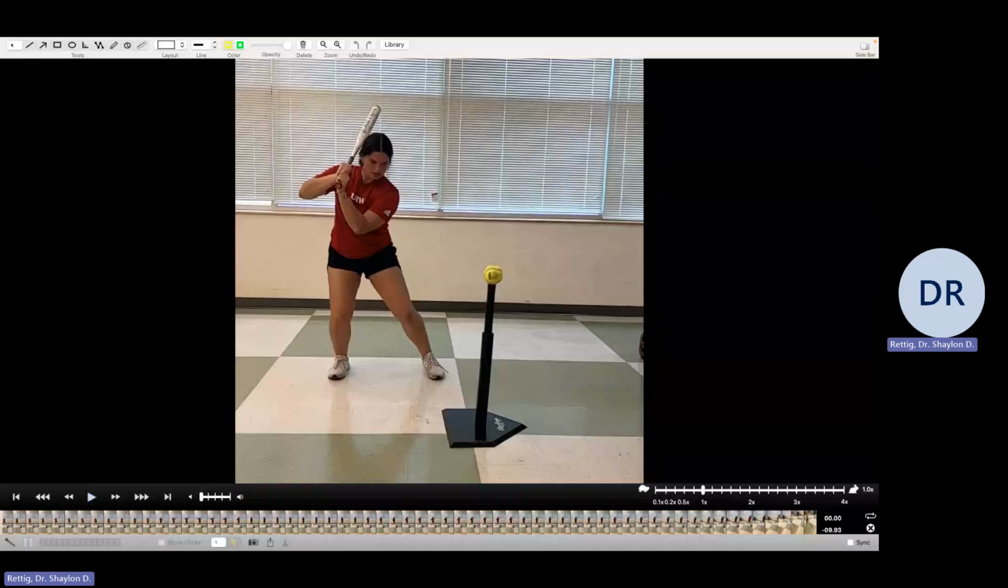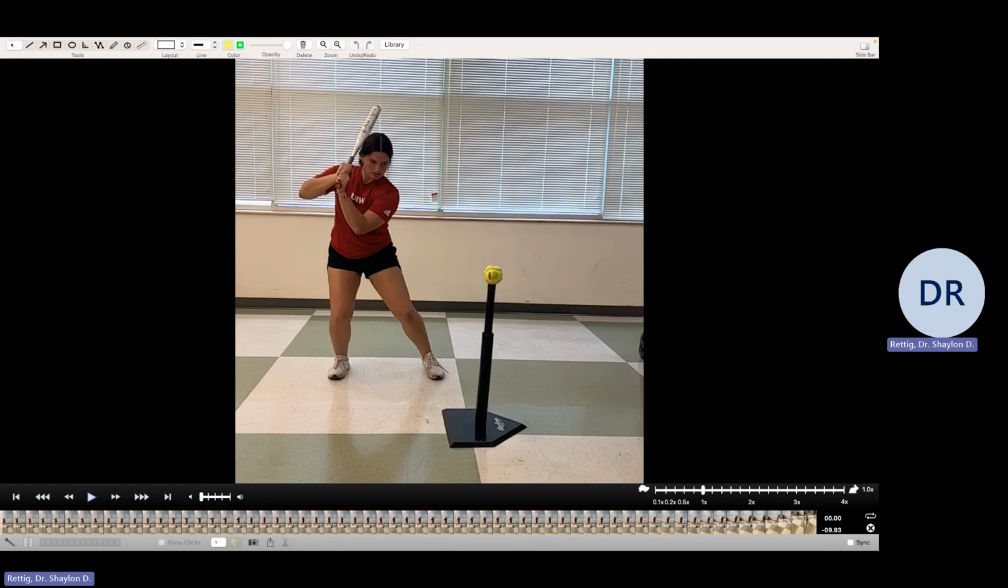I'm going to be going over your 2D and 3D analysis. What we're looking for, what we refer to as hitting inhibitors. These inhibitors can impact your power, your contact, and your efficiency. I'll be looking at 12 characteristics today.